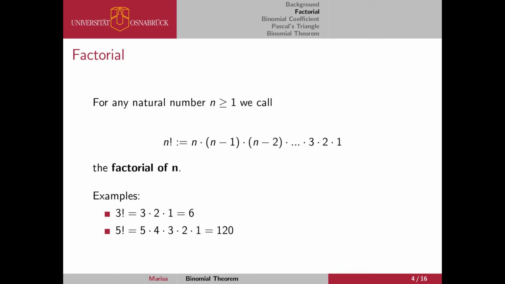First of all, we have 3 factorial. With our rule, we can easily calculate it. We start with n, which is 3 in this case, and then always go one natural number downwards and multiply it until we reach the number 1.